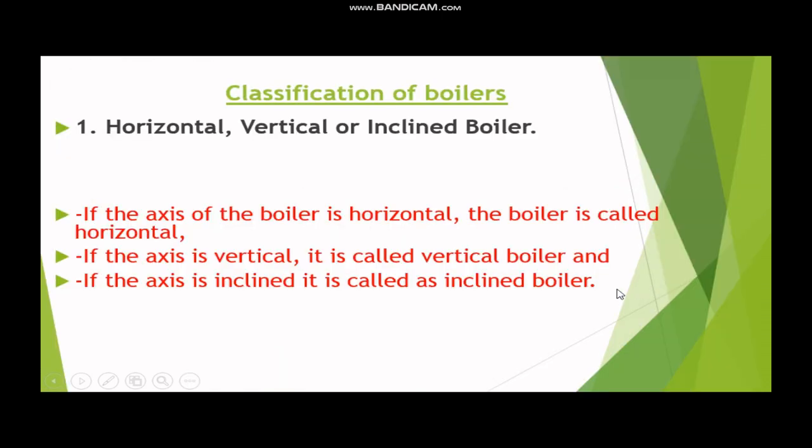Now the classification of boilers. The first classification is horizontal, vertical or inclined boiler. Obviously, if the axis of the boiler is horizontal, it is called a horizontal boiler, and if the axis is vertical, it is called a vertical boiler. And if the axis is inclined, then it is an inclined boiler.